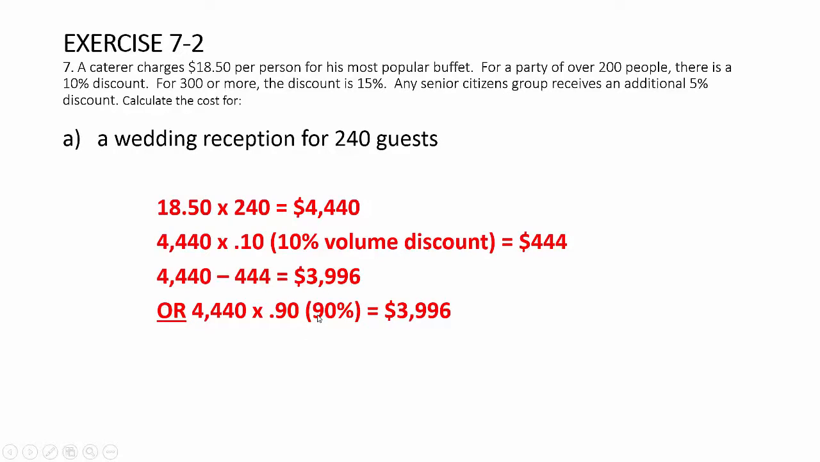And why 90%, you ask? Well, if we're saving 10%, we only have to pay for 90% of the price. So if you multiply a number by 90%, you get 90% of that number, which, as you can see, gets us to the same place.